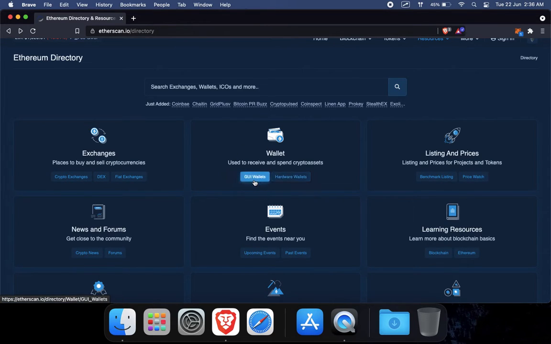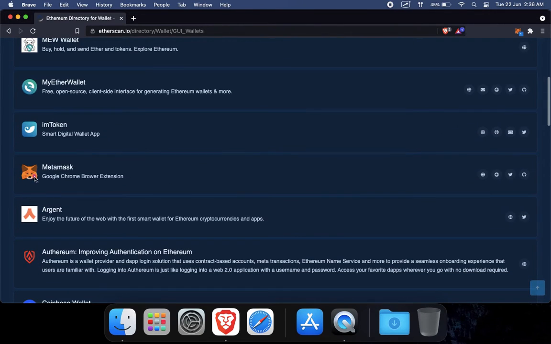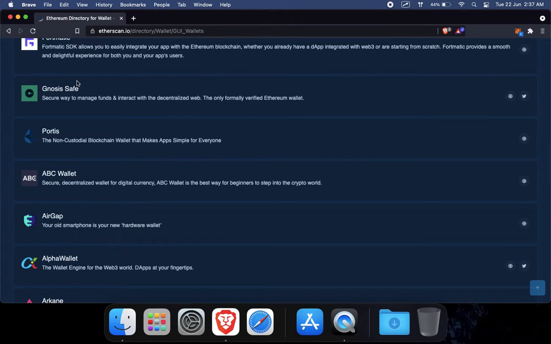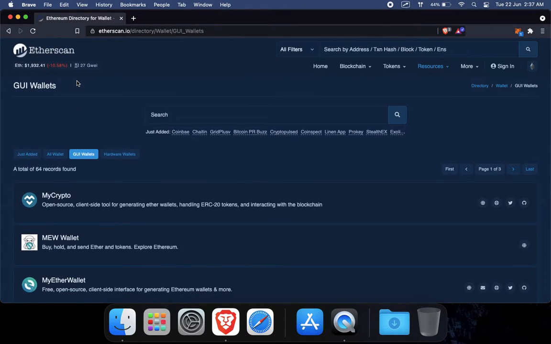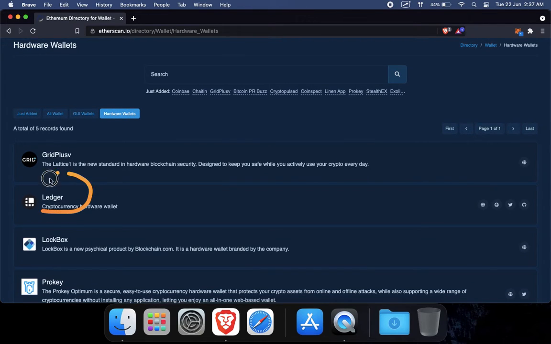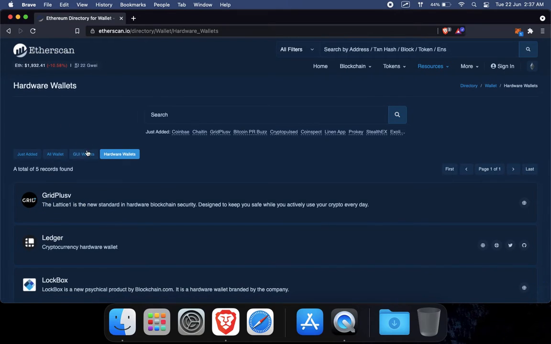Wallets, so there are GUI wallets. So these are wallets. I use MetaMask, for example, right? You can just connect this to Google Chrome or your browser. It's part of a browser extension, right? Yeah, any other wallets that you want to use as well? Right? Hardware wallets, typically, Ledger is a very popular one. Trezor, very popular. I'm not so familiar with the others.